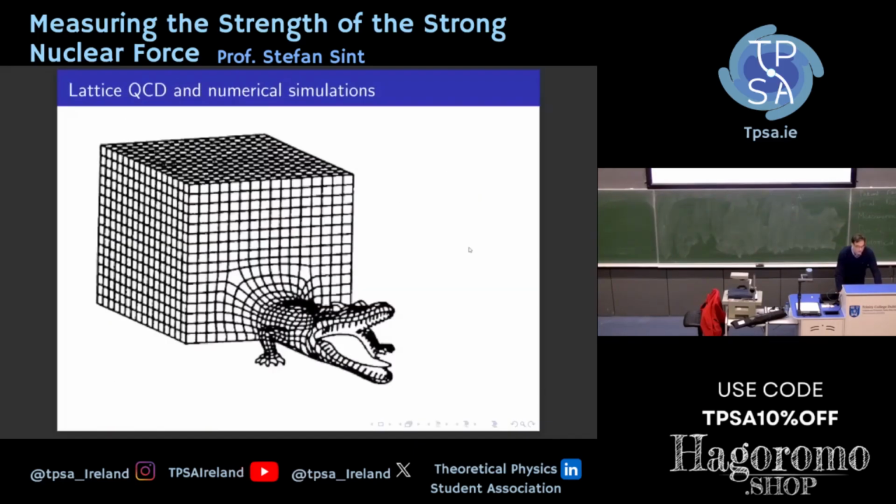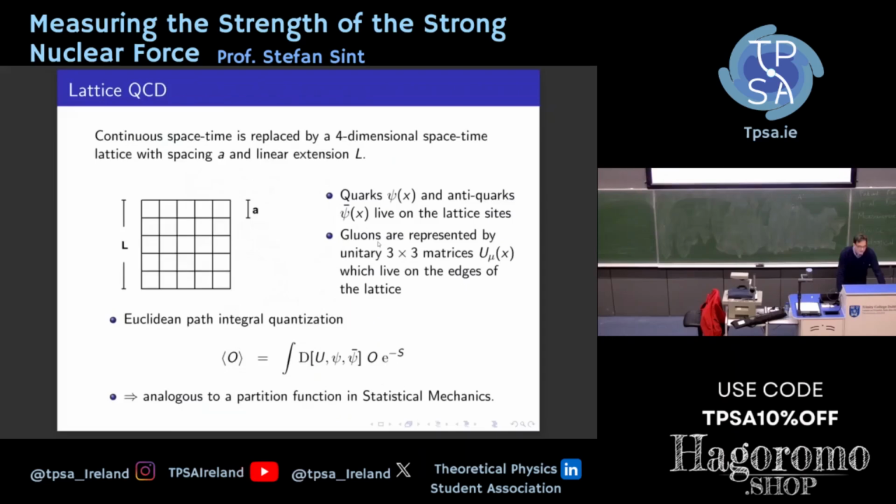Okay, so that's where Lattice QCD and numerical simulations come in. This was the logo of some conference in Lattice field theory, which took place in Florida. Okay, so Lattice QCD, what is it? So basically in QCD, in the continuum, we have the quark fields and the gluon fields. They are fields, which means they are functions of space and time. And so what we do here is, instead of taking continuous space-time, we replace it by a space-time lattice with spacing a and linear extent L.